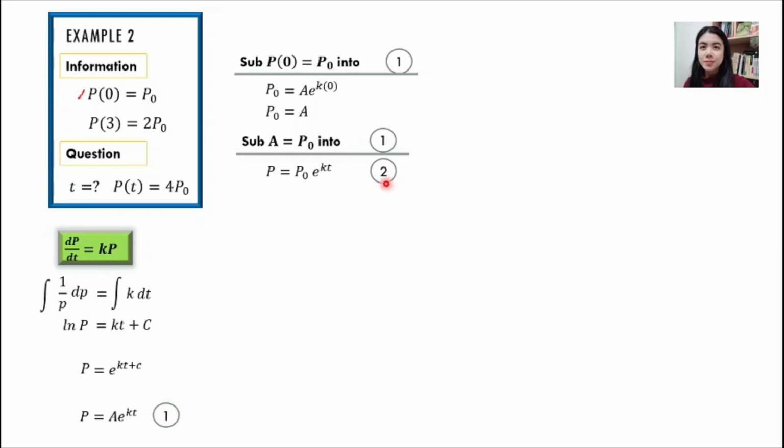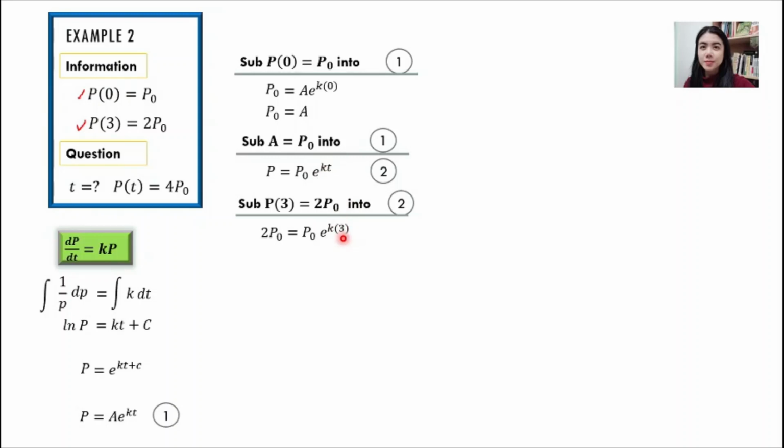Now we need to figure out the value for the parameter k. How to figure out the value of the parameter k? That is the time we use the second information that we have here. Let's substitute this one into equation 2. It means your population is equal to 2 P naught, and your time here is actually 3.